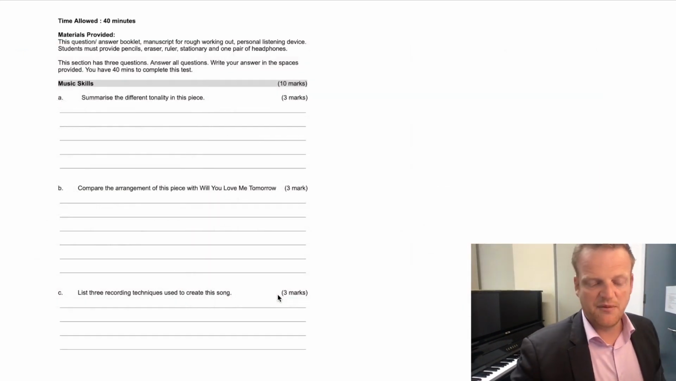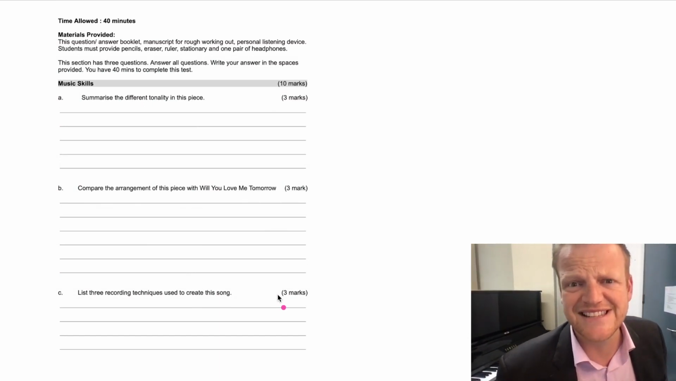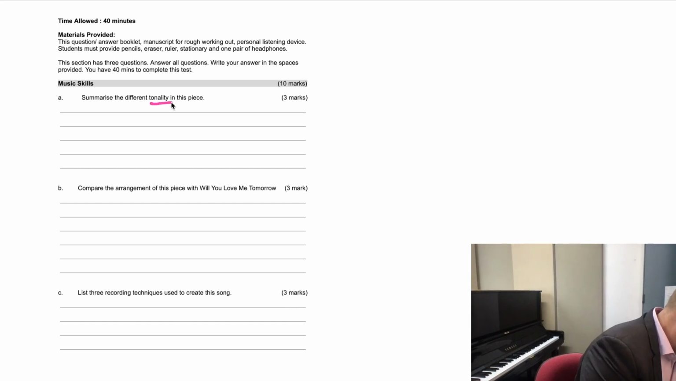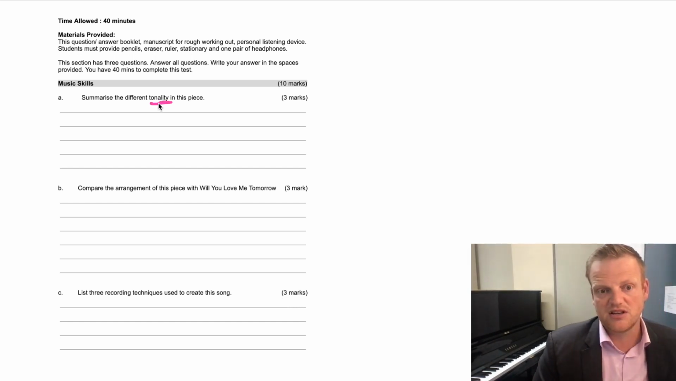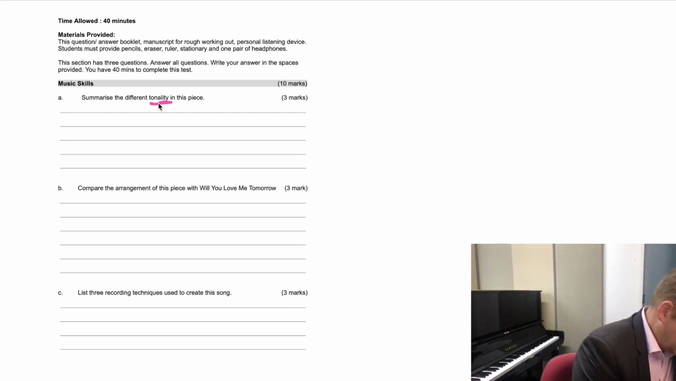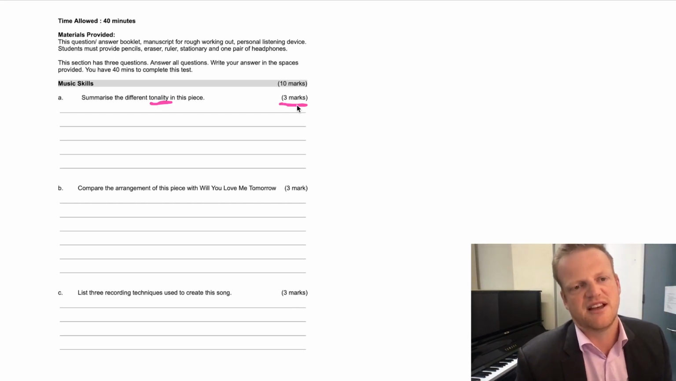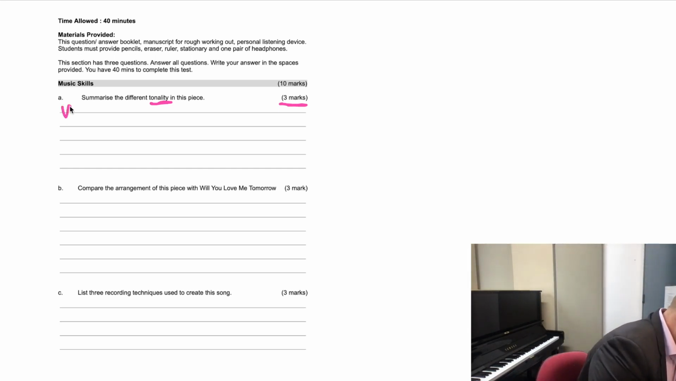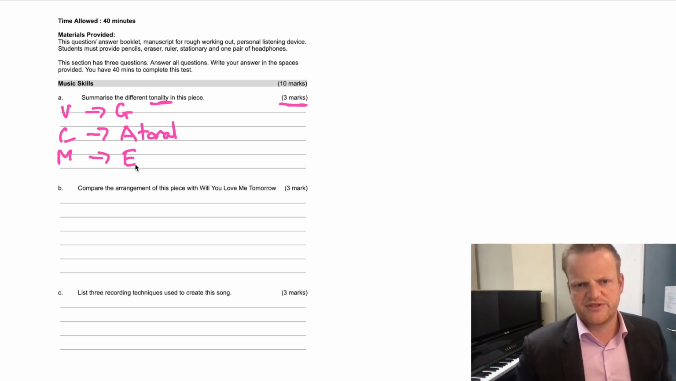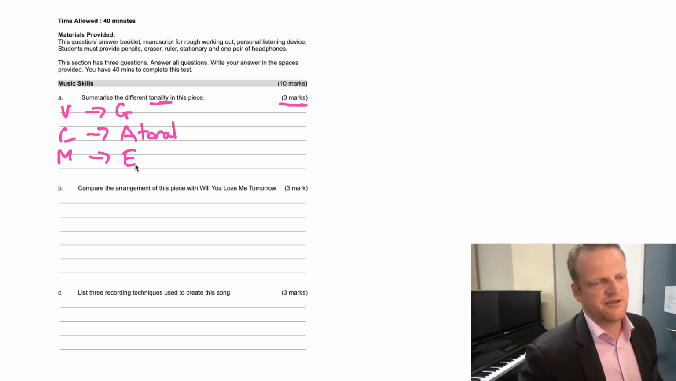Time for some exam revision questions. Well, this first one, what a great question. It's like I invented it myself. Summarise the different tonality in this piece. Okay, so if we're looking at that, it's worth 3 marks. So we can't just say, oh, it's in G and E. We've got to give some detail. So we're going to say, for example, the verses are in G major. The chorus is atonal. And the middle section is in E major. You would want to put some detail on that to get you 3 marks. So, trying to be specific.